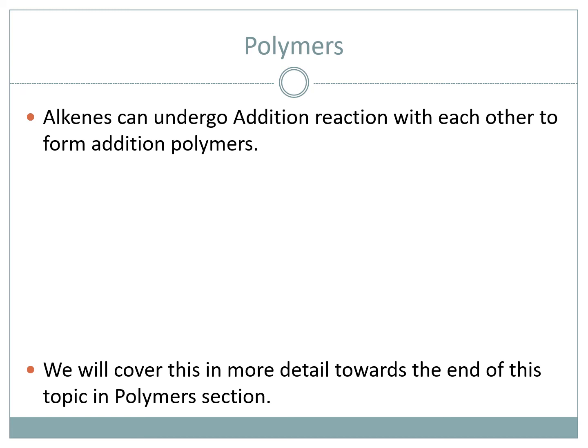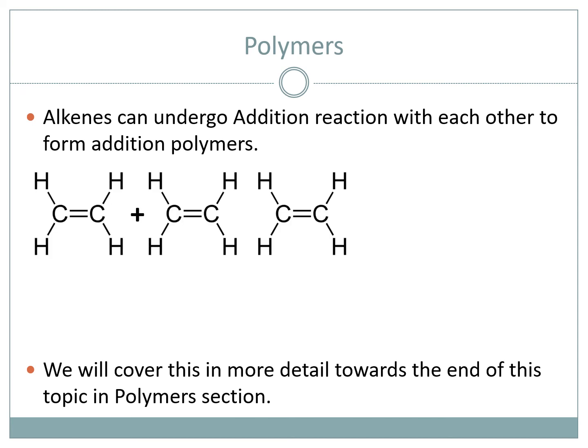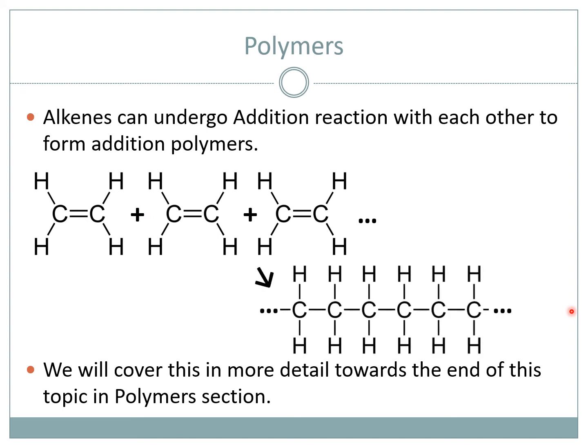So the other thing alkenes can do is undergo addition reaction with each other. So if I have multiple alkenes, they can all open up their double bonds and form new single bonds between them. And this forms long molecules called polymers. Now I've got a really silly way of remembering how to draw this, which we'll do on the next slide.